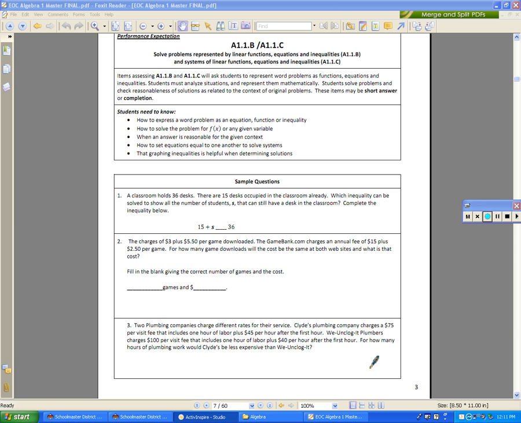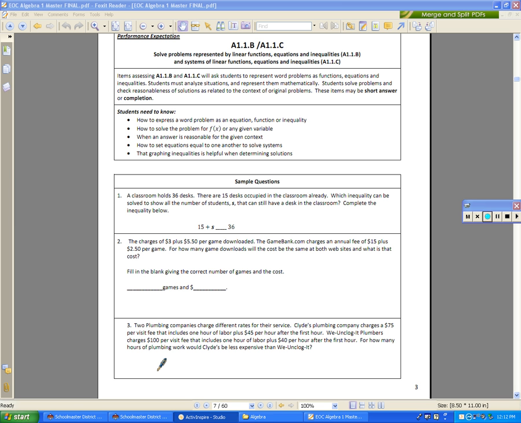Okay? So the answer to the question, fill in the blank giving the correct number of games and the cost: 4 games. And on either website, how much would that cost? If you plug 4 into here, what's 4 times 5.50? 22. Plus the $3 to join means it will cost you $25. And you can check that it's equal to this side over here. If I plug 4 into there, 2.5 times 4 is 10, and 10 plus 15 is also 25. And so that's what we're looking for.